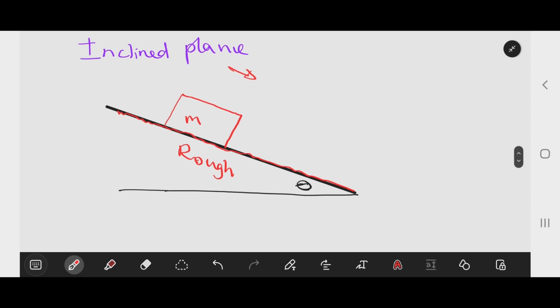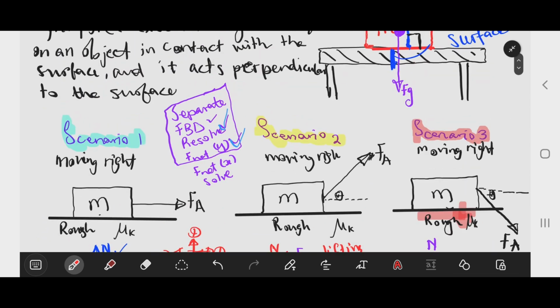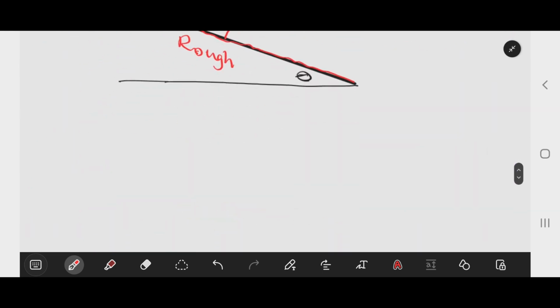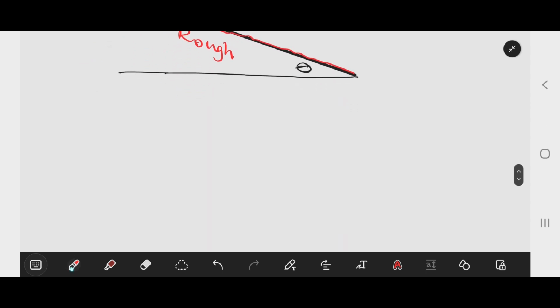So first of all, we have to follow the steps of analysis, which is: separate, free body diagram, we resolve, and we obtain our F net in the y direction. So now we have an inclined plane, so the normal force now would be equal to the component of Fg. Okay, so let us illustrate that using a free body diagram.